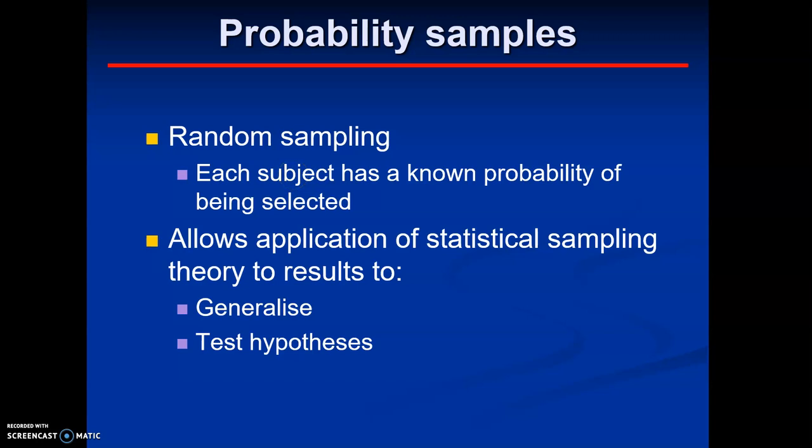And finally, I want to discuss probability sampling. Probability sampling, or sometimes we call random sampling. Why do we call it random sampling? Because each subject, each student, each person has a known probability of being selected. Or in other words, each student, each person has an equal chance to be selected.